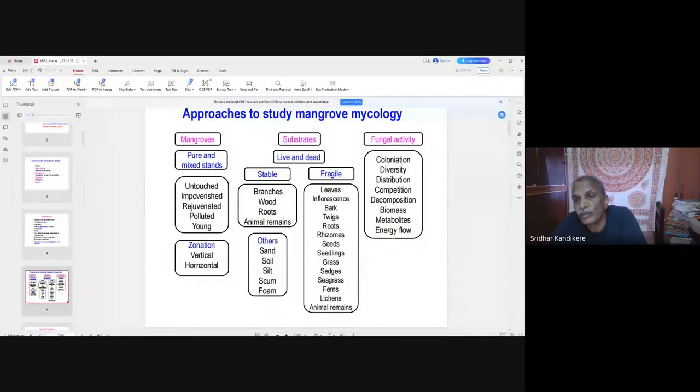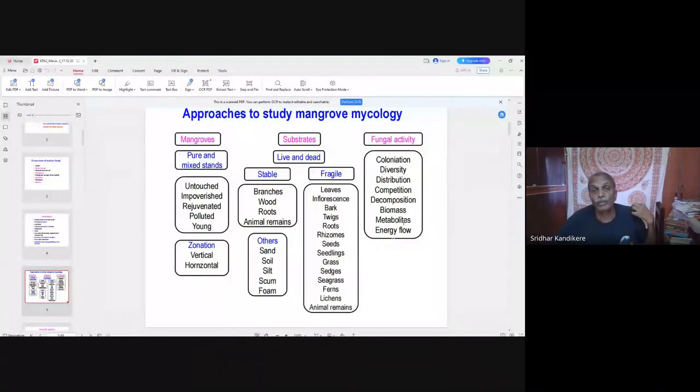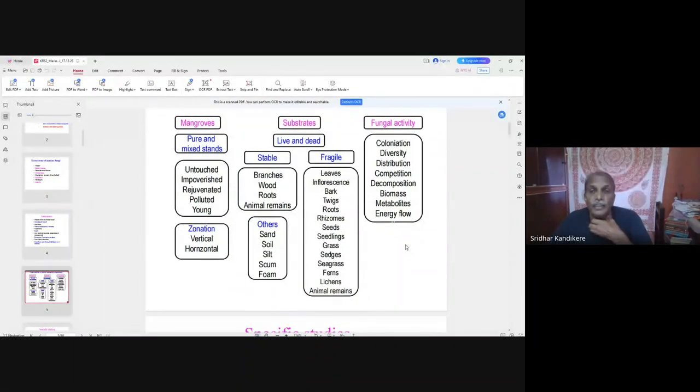We can look for colonization, diversity, distribution, competition among different fungi, pattern of decomposition of organic material, biomass accumulation and the transport of biomass to higher trophic levels, different types of metabolites produced by marine fungi, and also how they are helpful in energy flow to the higher trophic level. So these are some of the approaches.